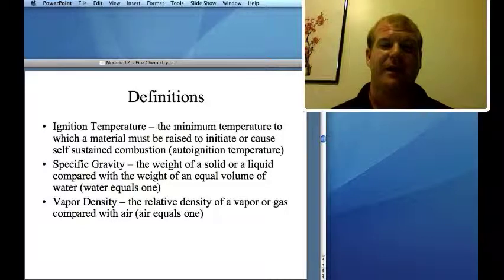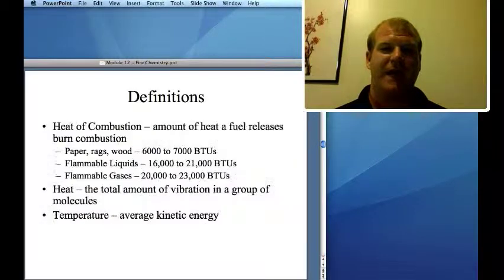Specific gravity, another definition. This is the weight of a solid divided by the weight of water. So specific gravity is dimensionless, but it's in grams per cubic centimeter or grams per milliliter. Vapor density, this is the relative density compared to air. Air equals 1, so it's kind of like specific gravity, but it's compared to air. Heat of combustion, this is how much energy fuel releases. So compare something like paper, like solids. They burn at about 6,000 to 7,000 BTUs.